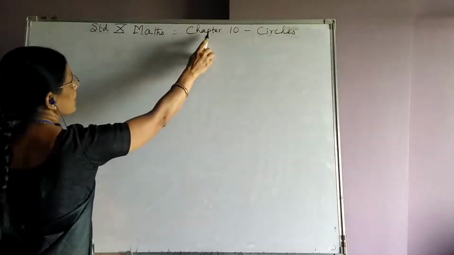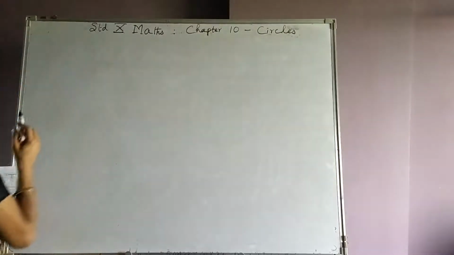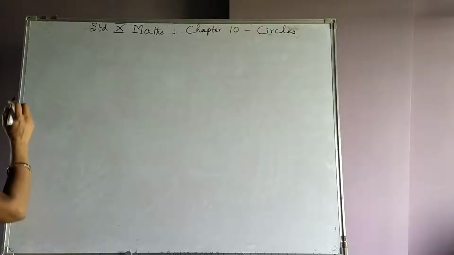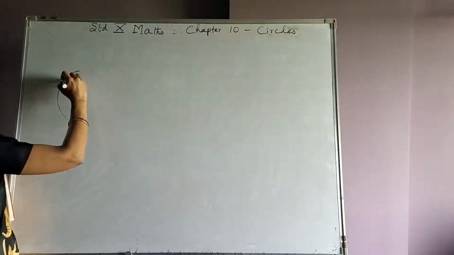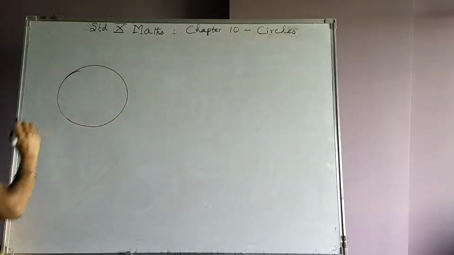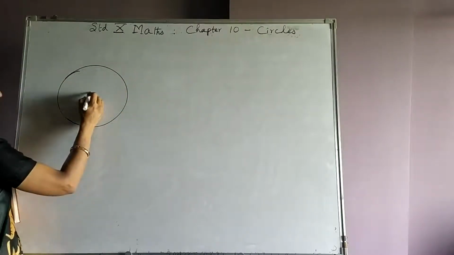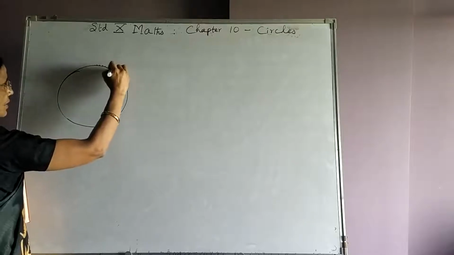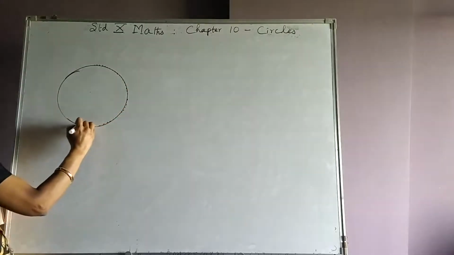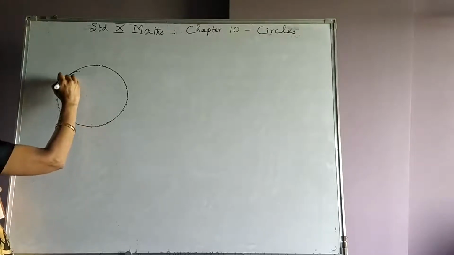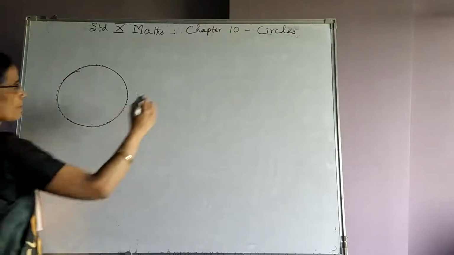Today we are going to see the 10th chapter, which is circles. First let us understand the definition of a circle, which we had studied in lower classes. We know this is a circle. This circle has infinitely many points, right? So how are we going to define this?